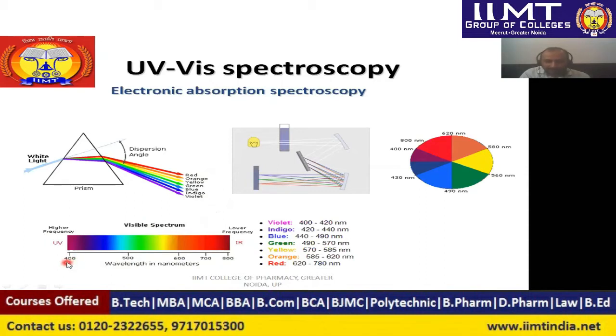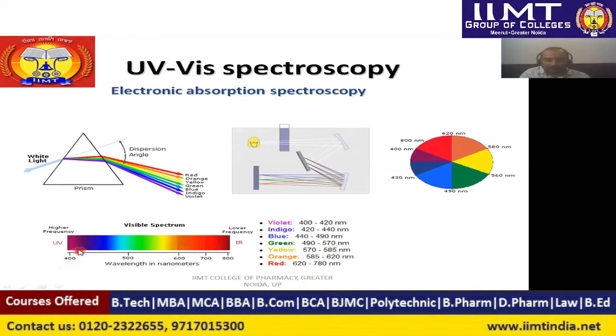You can see if the wavelength is lower, then the frequency must be higher, because mu is equal to 1 upon lambda. That is, wavelength is inversely proportional to the frequency. So if we have the lowest frequency, then we have the highest wavelength, or if we have the highest frequency, then we have the lowest wavelength.